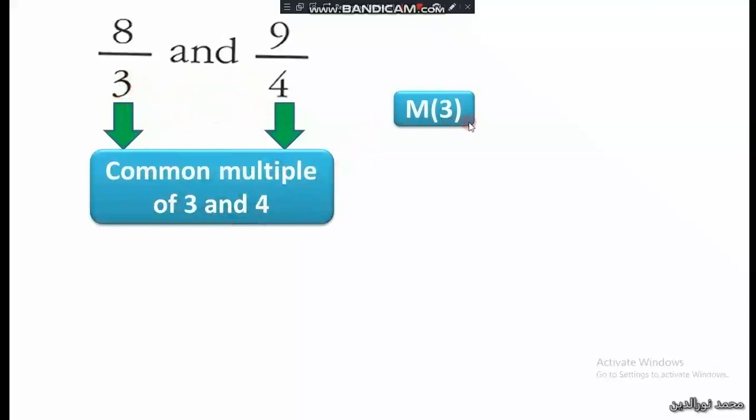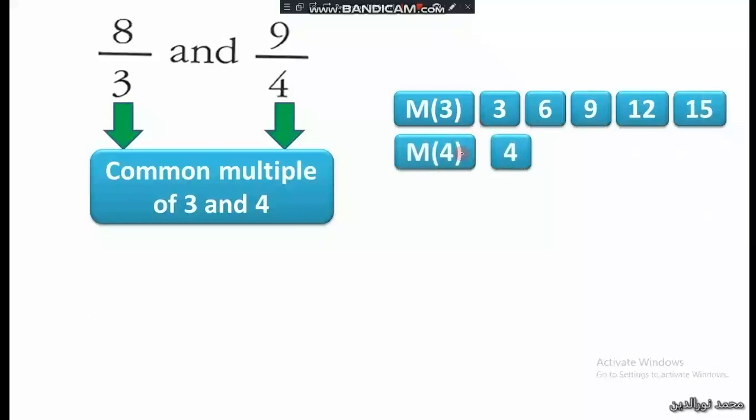Let's see the multiples of 3: 3, 6, 9, 12, 15. Multiples of 4: 4, 8, 12 and 16. The common multiple is 12. So now I start to think about how I want to make the fraction 8 over 3 have denominator 12, and 9 over 4 also have denominator 12.